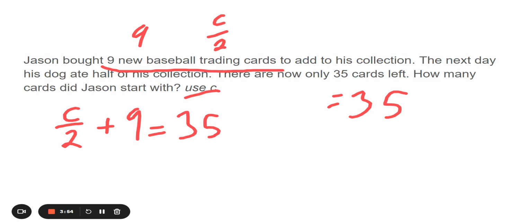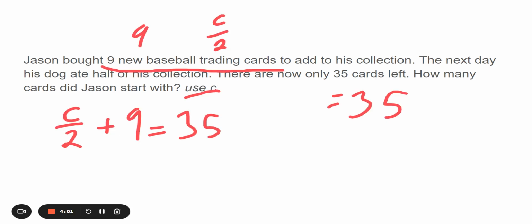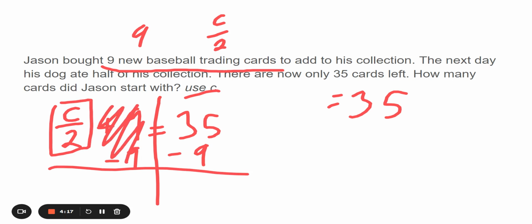There are a couple different ways you can write this, of course. You can put the 9 first, but let's see if this is right. Yep, 9 plus C divided by 2 equals 35. I put the C divided by 2 first. When we're adding, it doesn't matter what order we put them in. So let's go ahead and solve this. Draw my river, box up my variable. I'm left with plus 9, so instead I'm going to subtract 9 from both sides. This is going to cancel out. 35 minus 9, what's that going to be? 26.